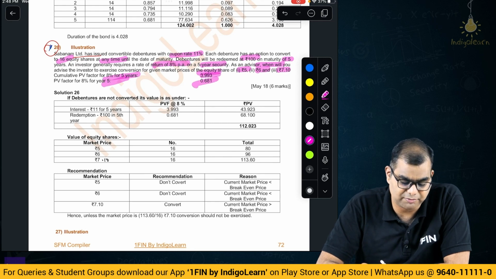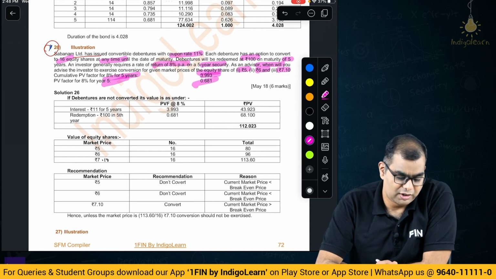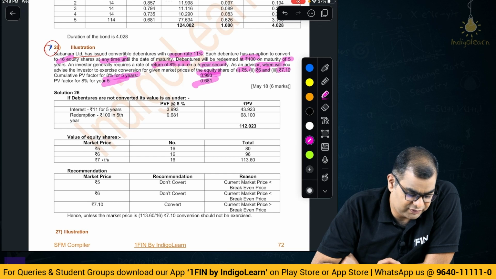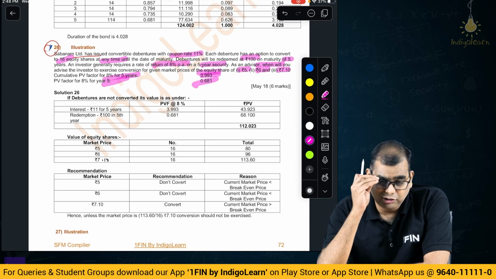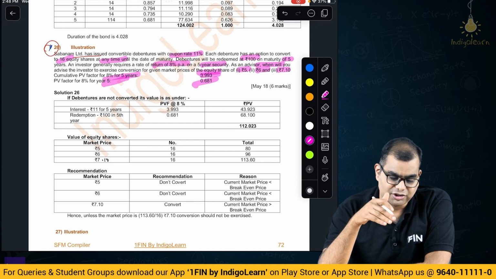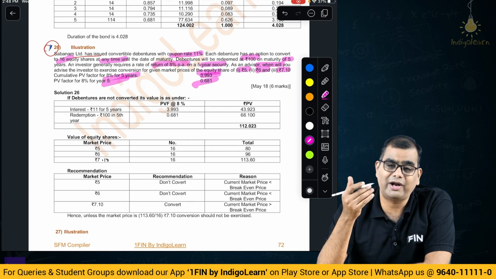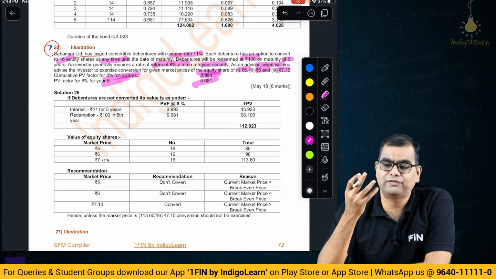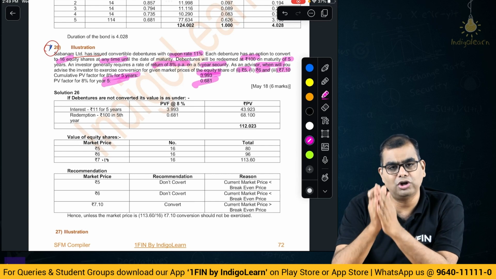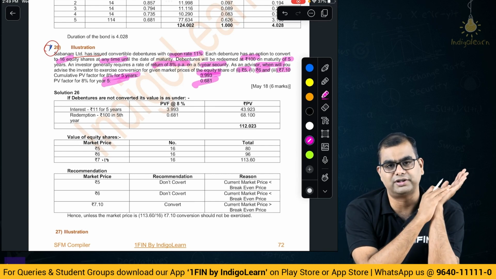present value factor for 8% for year 5 is 0.681. Now the question is, as an advisor, when will you ask an investor to convert given the specific market price? Now the point here is, you have to figure out how many equity shares you are going to get. Each equity share, what is the price at which it will make sense for you, and what will you compare it with? How will you figure out whether it is making sense or not? You will compare the value of the bond if you were to hold the bond versus the value of the bond if you were to convert it into equity.